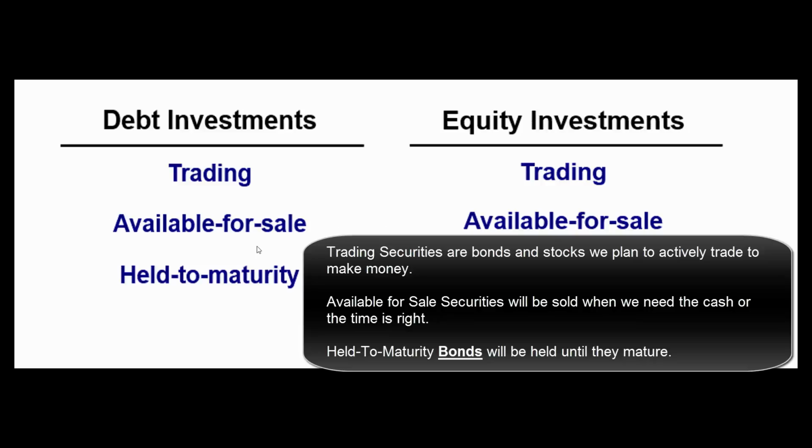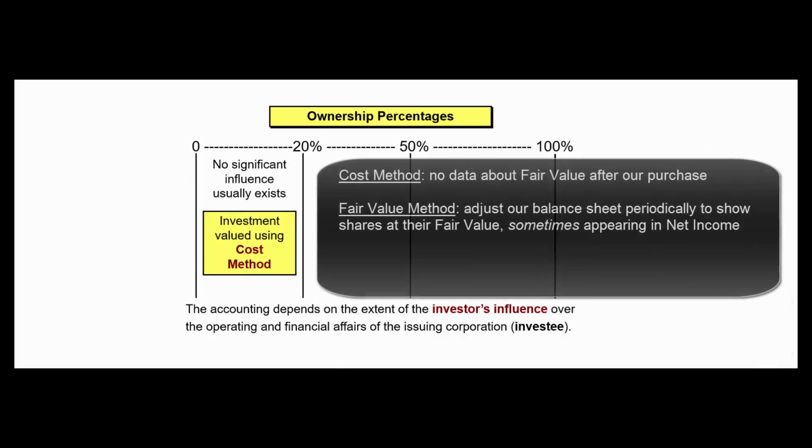Another category is available for sale. That says, hey, we're not actively trading these things. We're not watching the market every single day. We had some extra cash laying around and we got tired of earning 0.5% in our bank account, so we invested in these stocks or bonds. There's also a category called held to maturity for debt securities. Obviously, stocks don't mature, so there's no such category for equity investments.